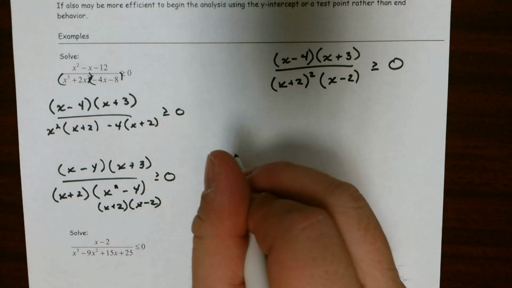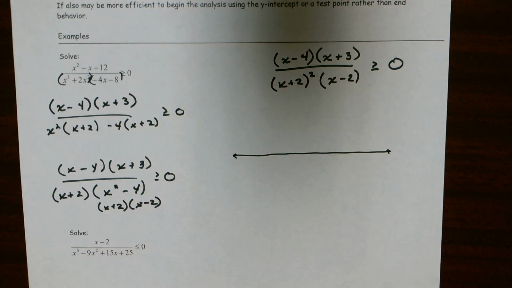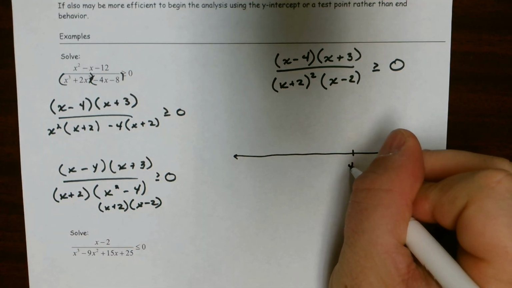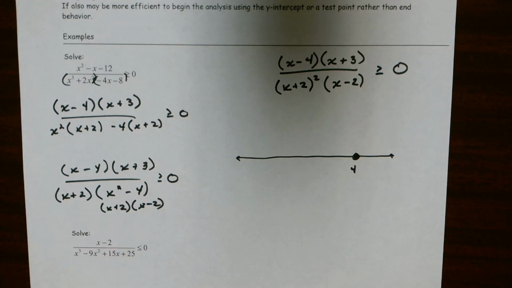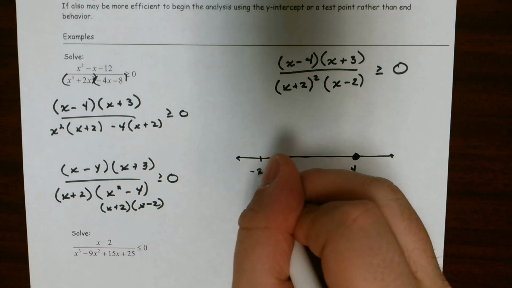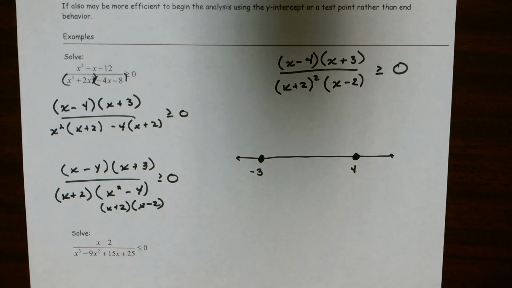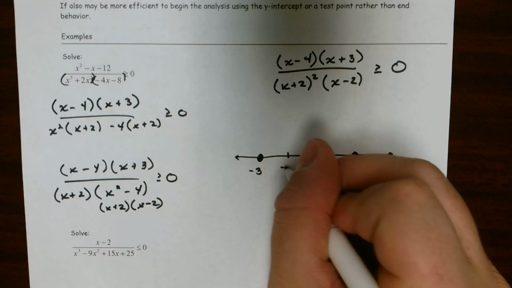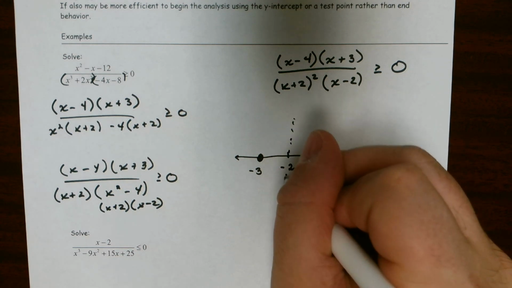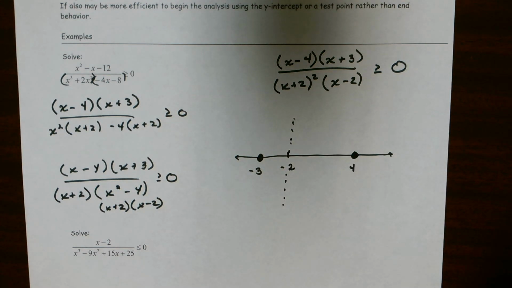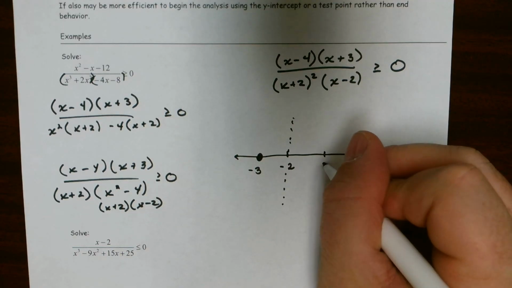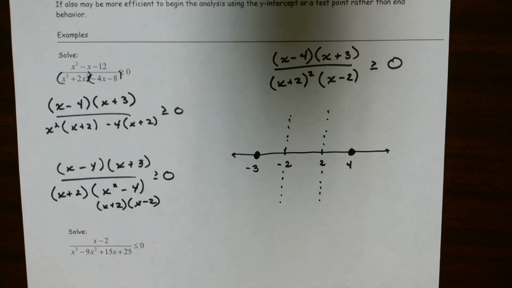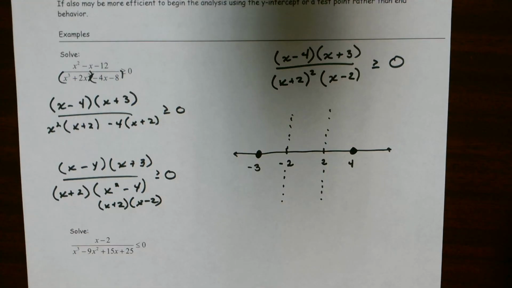Okay, so let's draw our number line. Now we know that setting the numerator equal to 0 gives us our x-intercepts. So at 4, we're going to have an x-intercept. At negative 3, we're going to have another x-intercept. At negative 2, we set the bottom equal to 0 to find vertical asymptotes. So at negative 2, you will have a vertical asymptote. And at 2, you will also have a vertical asymptote. Okay, we've been graphing rational functions for a few days now. Okay, so now we need to figure out what is happening.